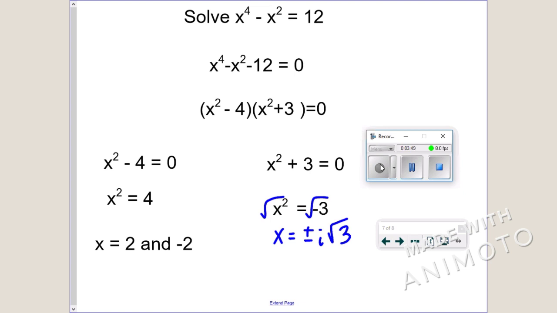Again, this is a quartic polynomial since it's x to the fourth, so we should have 4 solutions. Here's 2 and negative 2, and then positive i square root of 3 and negative i square root of 3. There are our 4 total solutions.